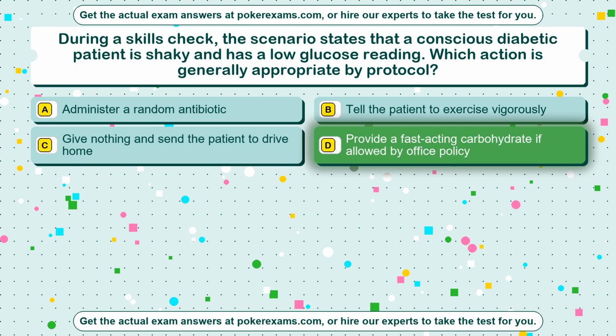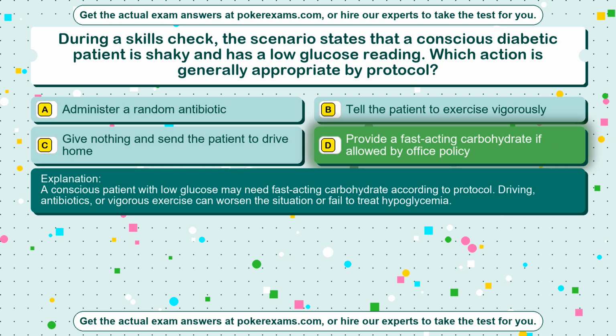The correct answer is option D. Provide a fast-acting carbohydrate if allowed by office policy. A conscious patient with low glucose may need fast-acting carbohydrate according to protocol. Driving, antibiotics, or vigorous exercise can worsen the situation or fail to treat hypoglycemia.